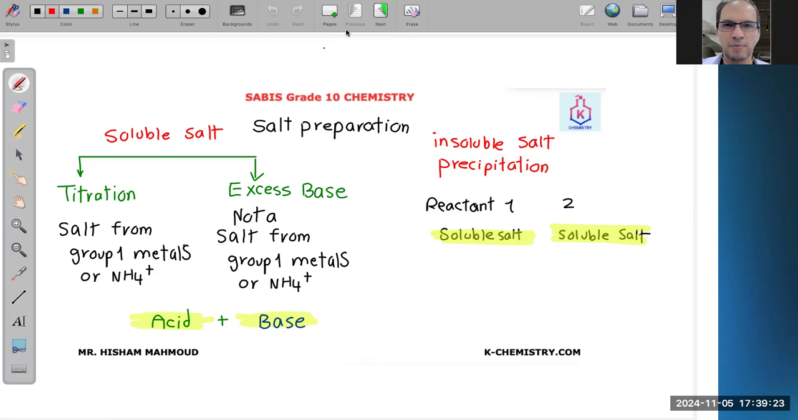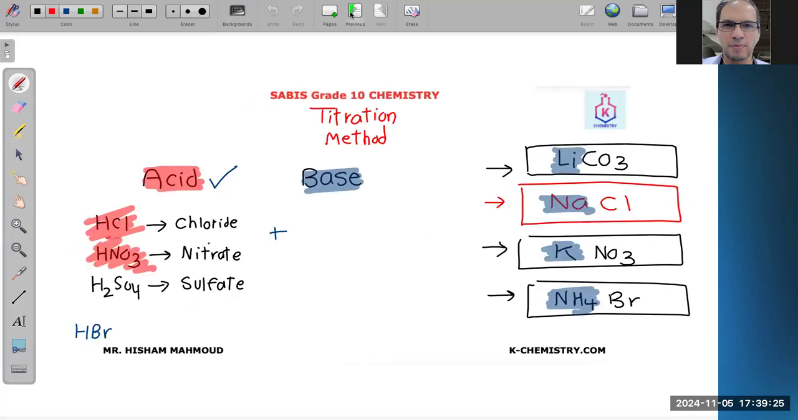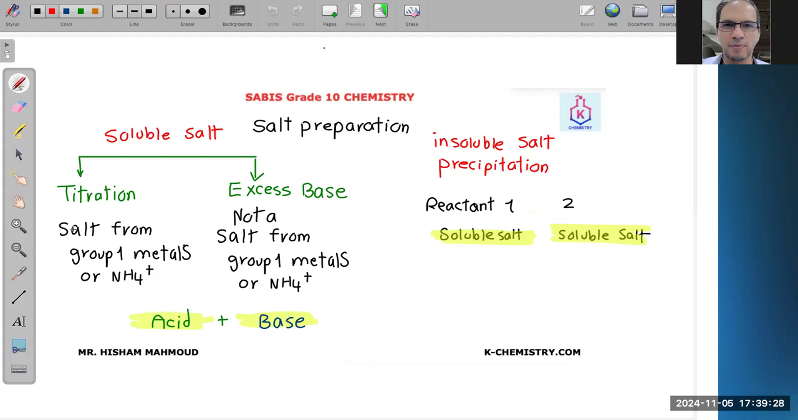Okay, we were revising the last part, the salt preparation, the insoluble salt by precipitation, and today we are talking about the soluble salts. Like we remember we said last time, if the salt is from group 1 metals, so my salt is soluble and starts with something like sodium or potassium or lithium or ammonium, then I'm going to prepare it using titration. But if it is something else, if it is magnesium, if it is zinc, if it starts with aluminum, or barium, anything else not group 1 or ammonium, I will use the excess base method. So let's see the titration method.